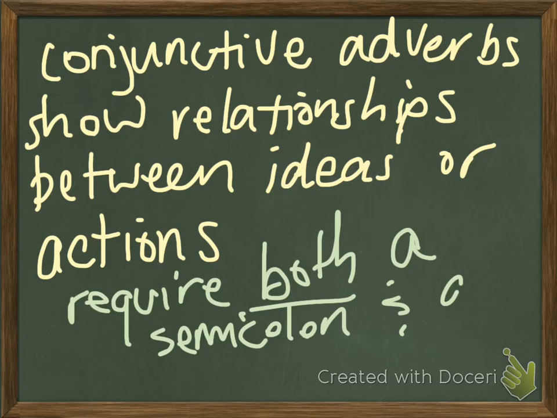And when you use one of these in a sentence, you have to use a semicolon, then the conjunctive adverb, and then a comma after it. So you've kind of got a big construction in the middle of the sentence. So let me show you what that looks like.